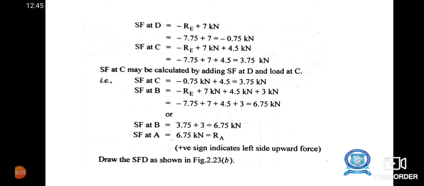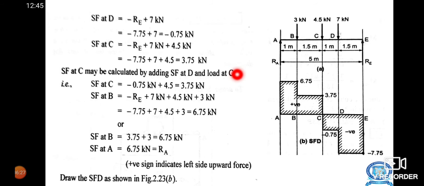Next, draw the shear force diagram. So first of all, the shear force at E point, reaction force minus 7.75. Next, shear force at D point minus 0.75. So we got the point minus. You have mentioned the downward side is negative, upward side is positive. So we apply the minus value, that is minus 0.75. So that will be mentioned at that point.